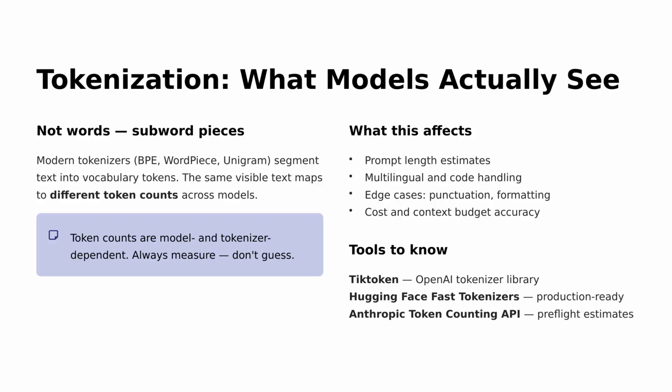Tokenization is what models actually see, not whole words, but smaller subword pieces. Modern tokenizers like BPE, WordPiece, and Unigram break text into vocabulary tokens, so the same sentence can produce different token counts across models. That matters for prompt length, multilingual text, code, punctuation, and cost. The key rule is always measure, don't guess, using tools like tiktoken, Hugging Face Fast Tokenizers, or Anthropic's Token Counting API.